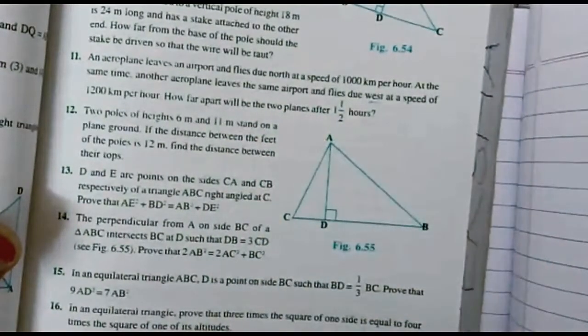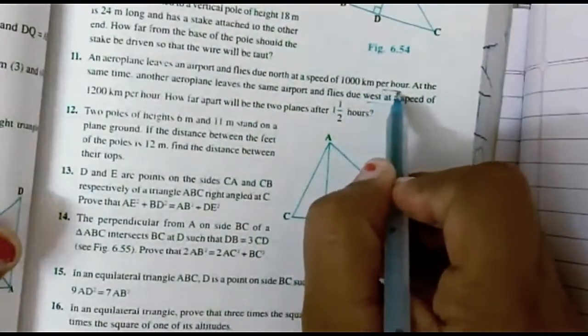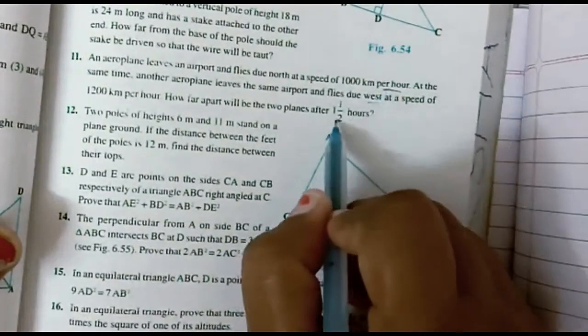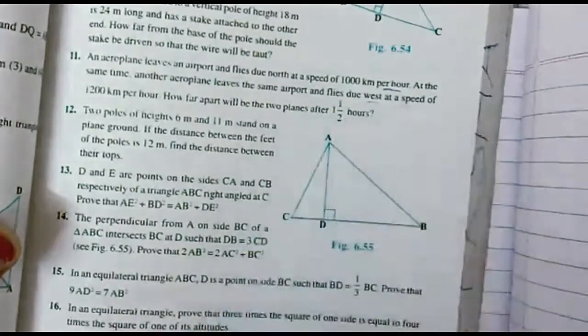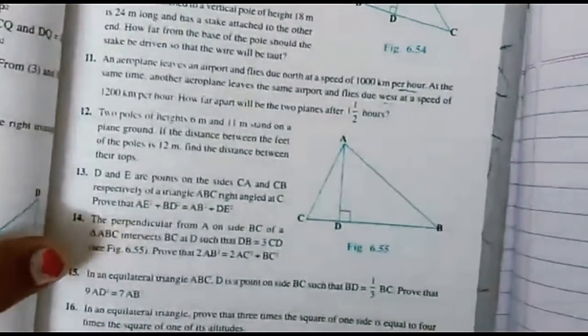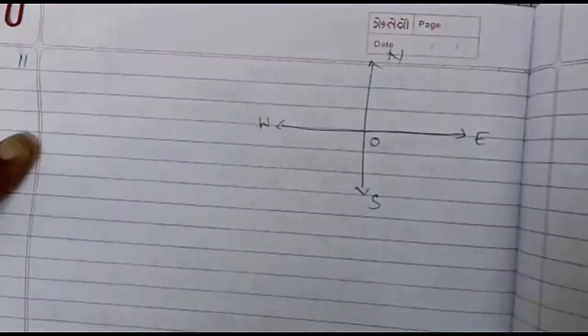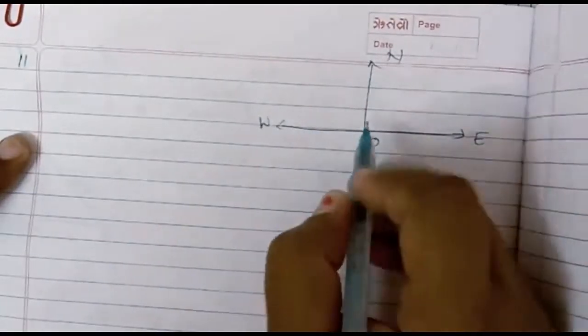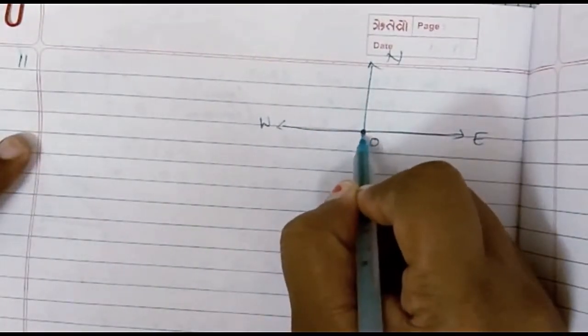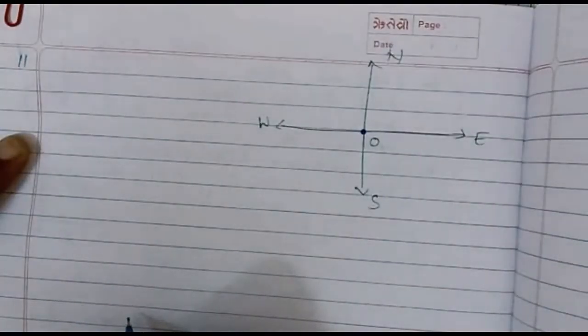Okay, so we need to calculate. Their speed is given in per hour, that means in 1 hour, but here we have to calculate for 90 minutes, that is 1.5 hour. Okay, so just let us understand it by a figure. Now you can understand, this is north direction, this is west direction. At present aeroplanes are here at point O, the origin.